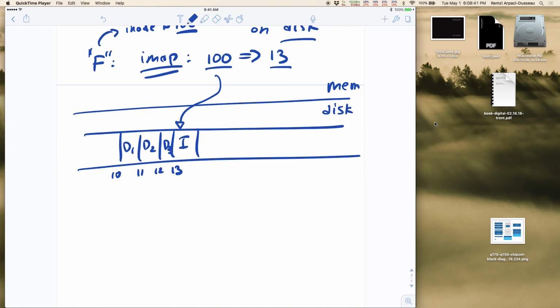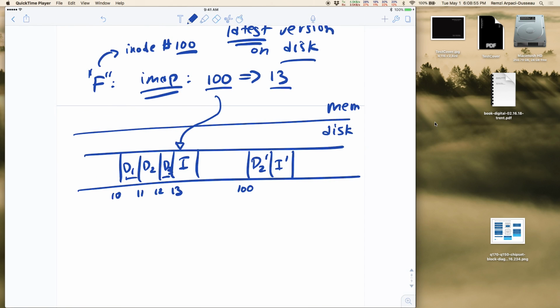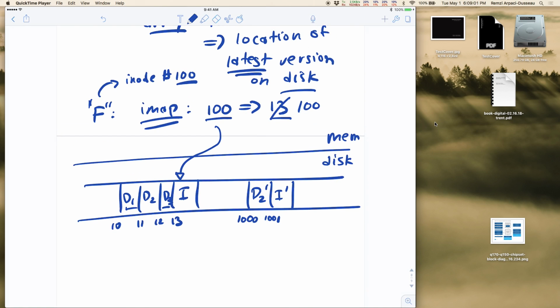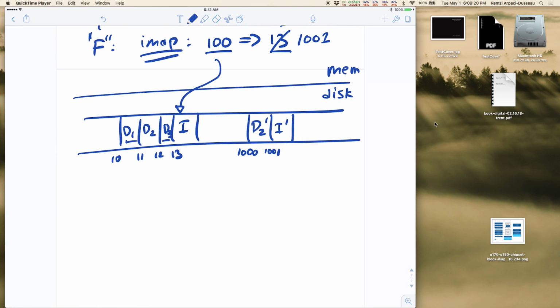Later, when we rewrite block 2 and write D2 prime, we also write I prime, which refers to D2 prime as well as to D1 and D3. Let's say this is at blocks 1000 and 1001. What we would do is simply update the IMAP to say where the latest version is, 1001. Simple idea. It's just a level of indirection, a very common thing to do in CS: add a level of indirection that says this is where the latest version is. So that seems like not a bad idea.